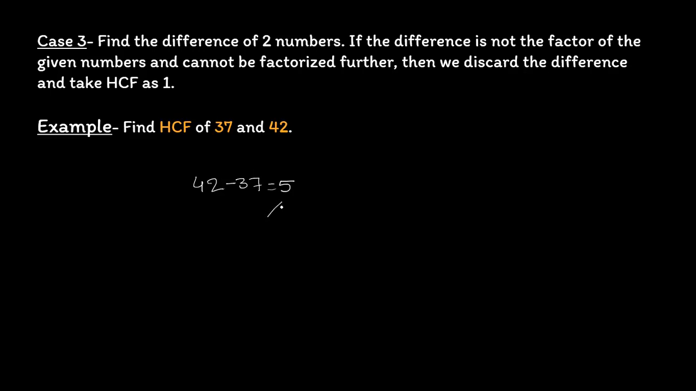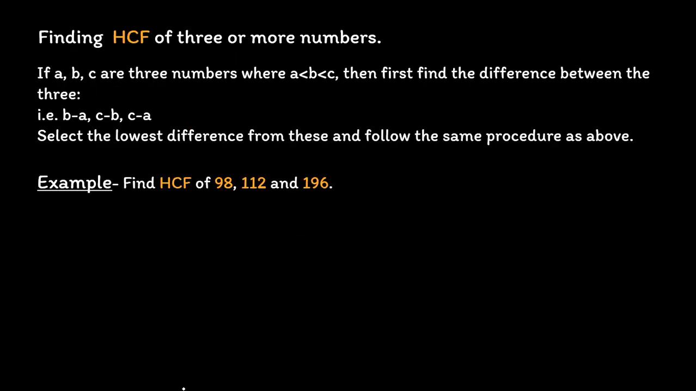Can we factorize 5 further? No, we cannot. Its only factors are 1 and 5. So the HCF in this case would be equal to 1 because they don't have any other common factors. See, in one step only you could find it out.